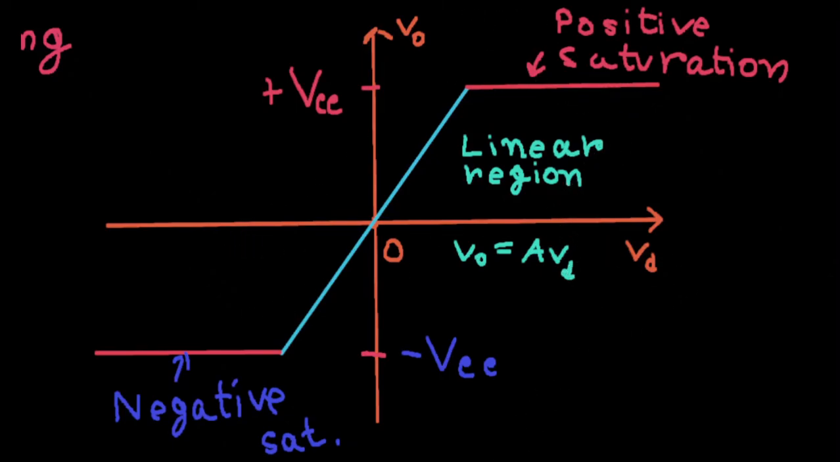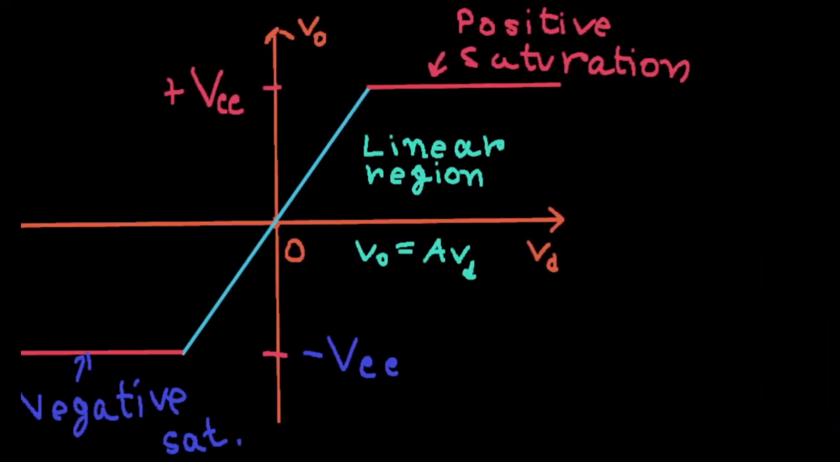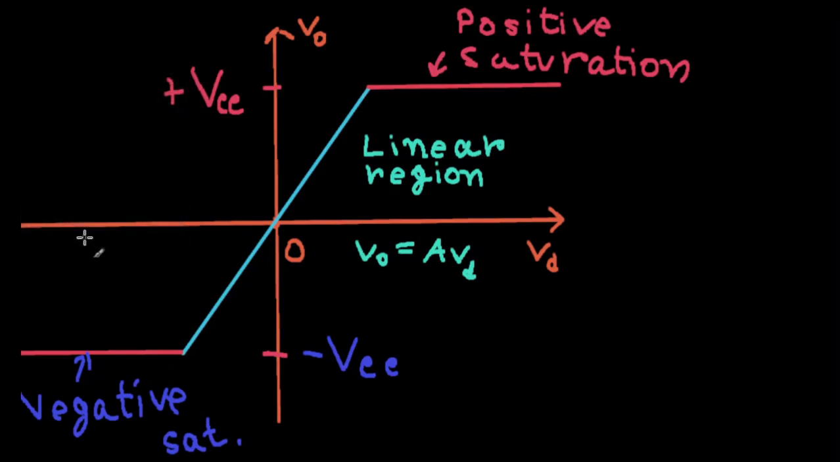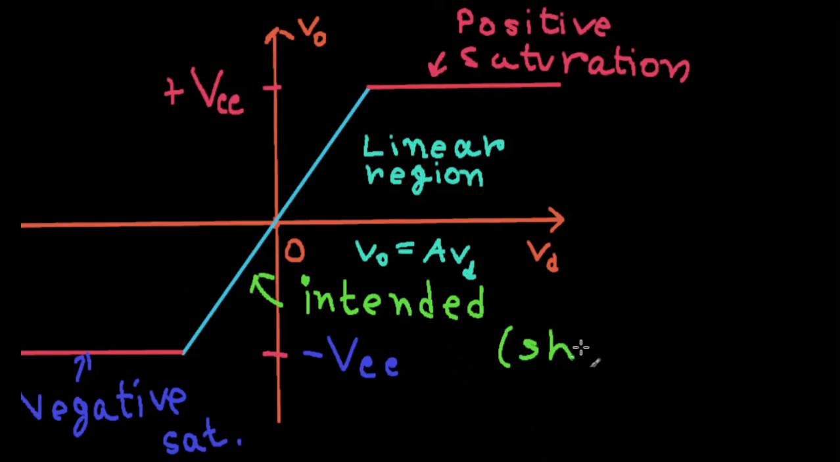All right, and one last thing to mention is we actually want our op amp to operate in this linear region. The op amp is intended to operate here. So this is the intended operation region. Or it should operate here, right? We don't want to go into the saturation areas.